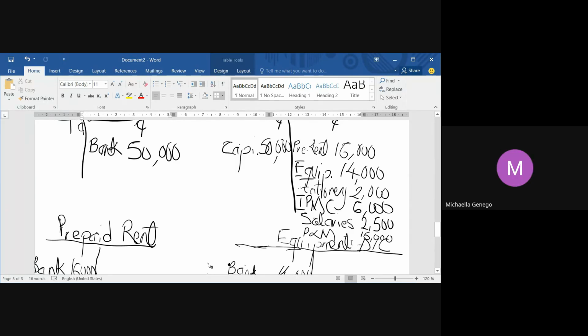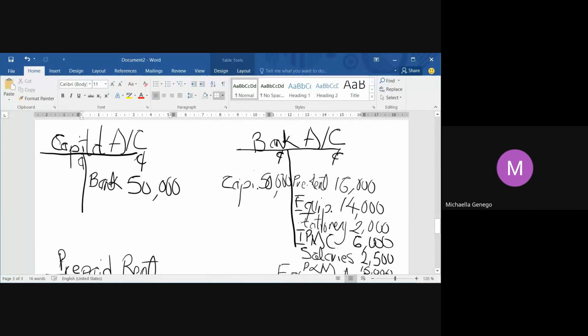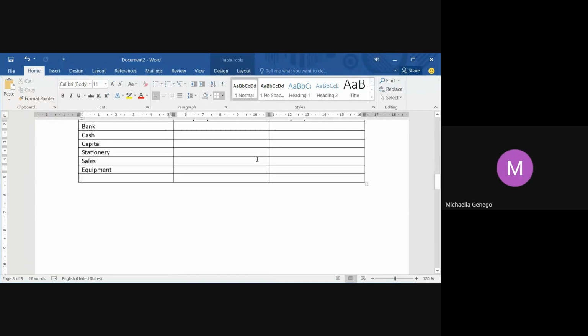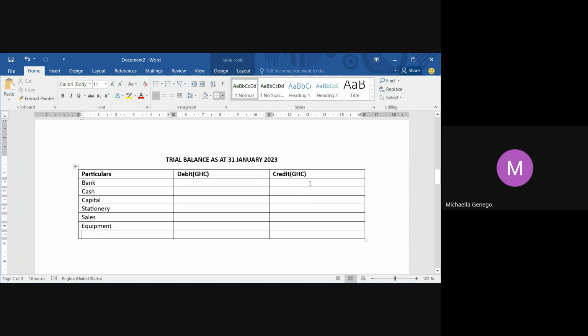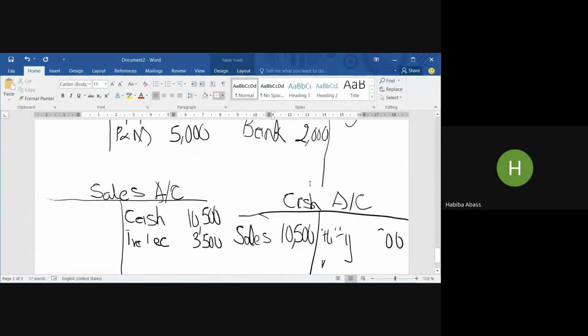Do you agree? So what I'm looking for is your balance brought down, which is here, not the balance carried down you put here. So it's at the credit side. Please, are you getting it? Yes, madam. So what you said is 5,500. Is cash at the debit or the credit side? Madam, at the credit side.